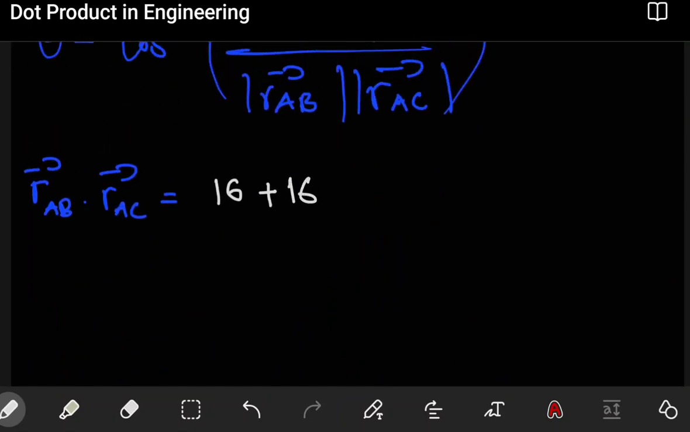So you have 16 here. So this ends up giving us 32. Again, notice that their dot product is just a scalar quantity. Having obtained that, the next thing that we want to get is their magnitudes.